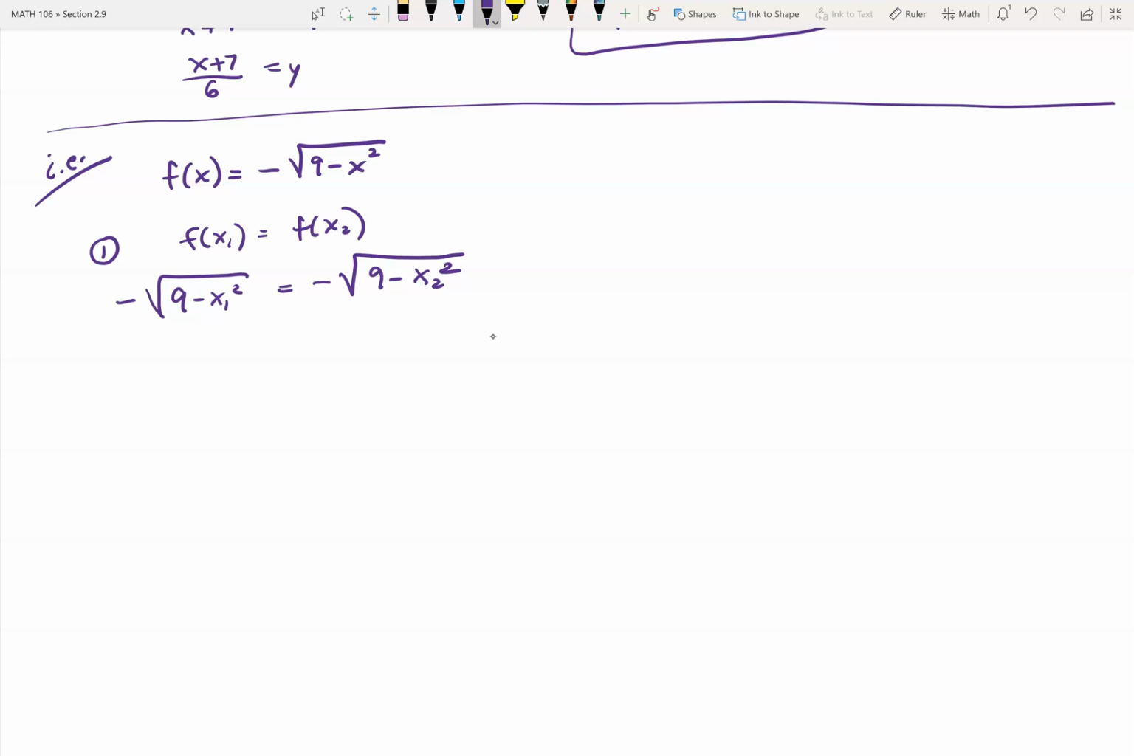And then couldn't I just square both sides of the equation to get rid of the square roots? I could. So I can end up getting 9 minus x1 squared equals 9 minus x2 squared. Clearly the 9's are going to cancel out, and then the negative signs in front of the x's are going to cancel out. So we have x1 squared equals x2 squared. And then if I solve for x1, I get plus or minus x2, which means that this single x value has two y values, right? Which means this function is not 1 to 1.